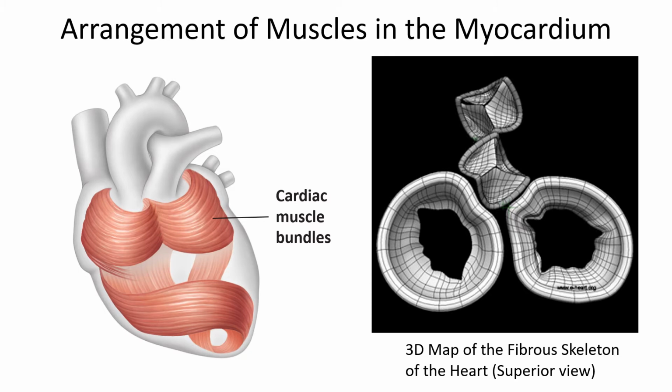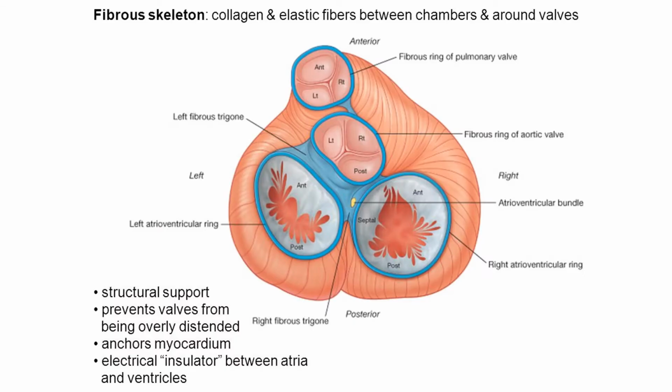There's also a lot of fibrous connective tissue in these regions. And that's what you're seeing on the right. You're seeing a map of the fibrous skeleton that helps support these walls, stiffen the walls so that the valves they hold don't collapse on themselves. This is a section through the heart, specifically through a plane that intersects with the 4 valves of the heart.